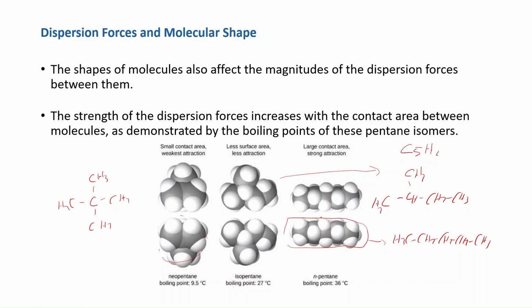And it's very easy to see in the drawing how the area of interaction between two linear molecules is much bigger than the area of interaction between the two round ones. So since dispersion forces are between atoms that are close together, the bigger the area of close contact, the bigger the intermolecular forces. And you can see the boiling points, 9.5, 27, 36 degrees Celsius. The longer the molecule, the longer the surface of interaction, the higher the boiling point.